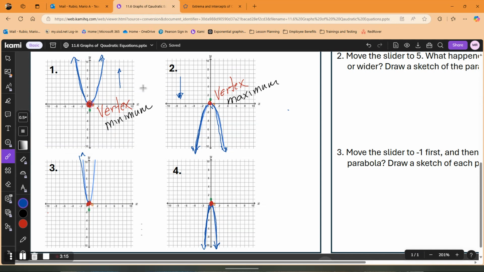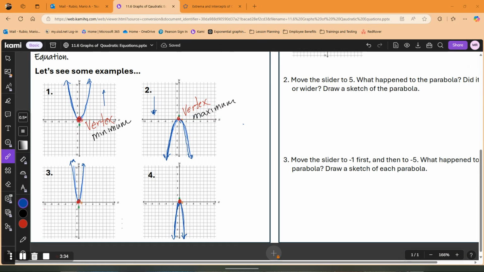But parabolas, quadratic equations are very useful in real world problems, like in engineering and science, biology. A lot of different sciences actually use quadratic equations, which are then graphed into quadratic graphs, and they're very useful for a lot of different things, which we'll also explore over the next few weeks.